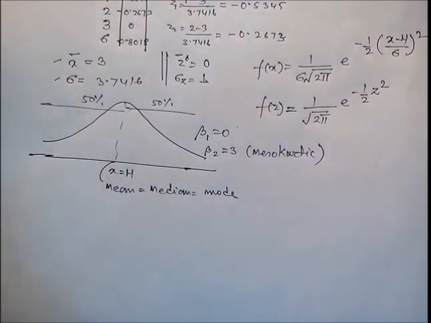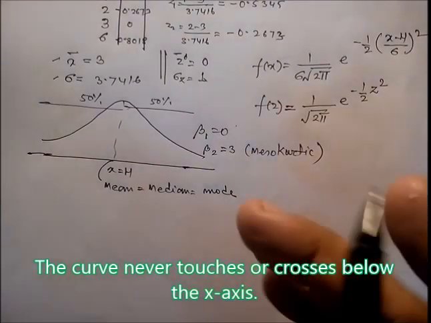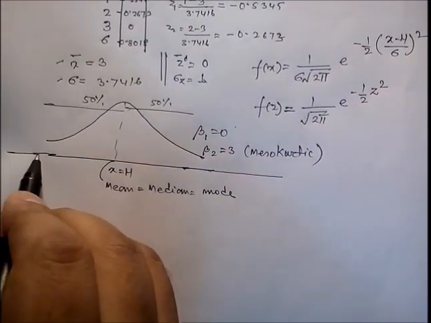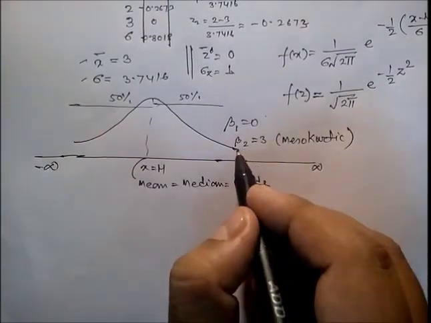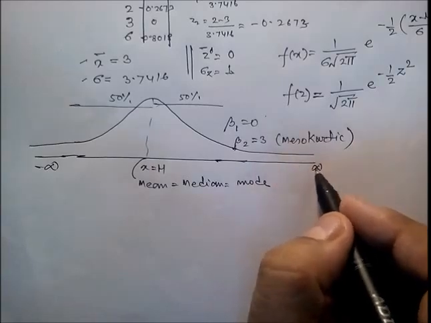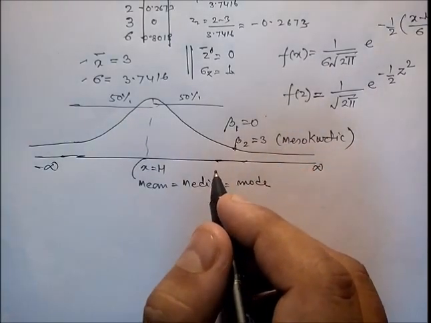Next, no portion of the curve lies below the x-axis or touches the x-axis. From minus infinity to plus infinity, it will not touch or cross this x-axis. So that is the meaning of that.